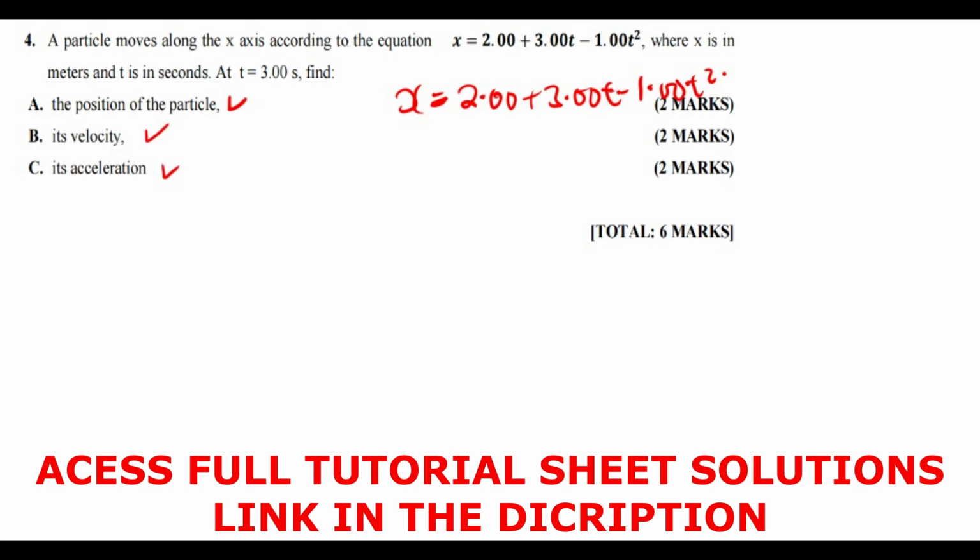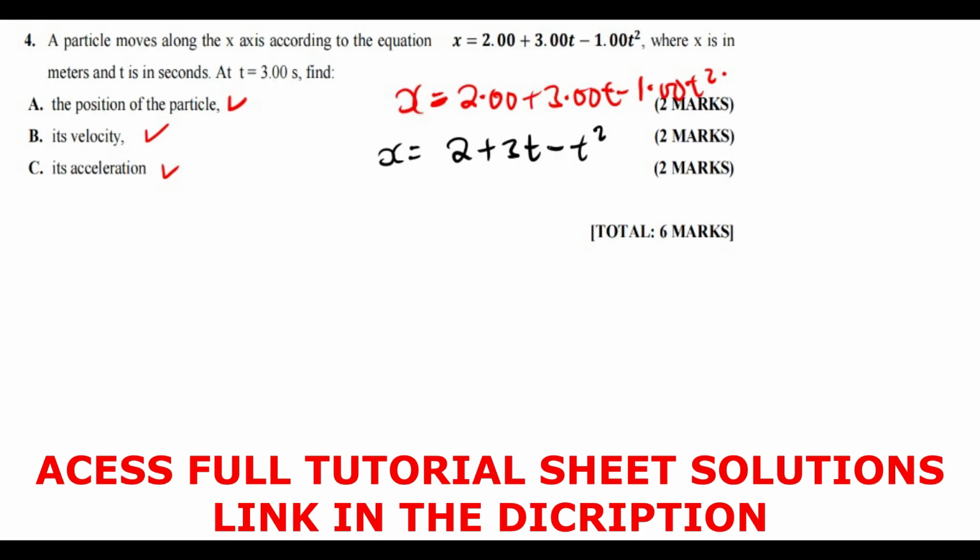This is the equation which I have, but I can write it to be the same as 2 plus 3t then minus 1t, which is the same as just t squared. Okay, so let's differentiate this.